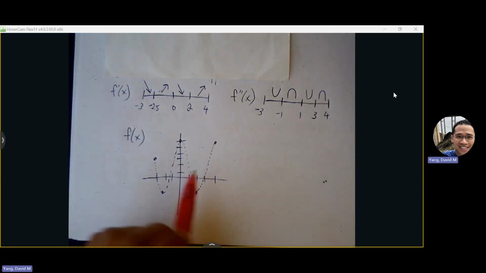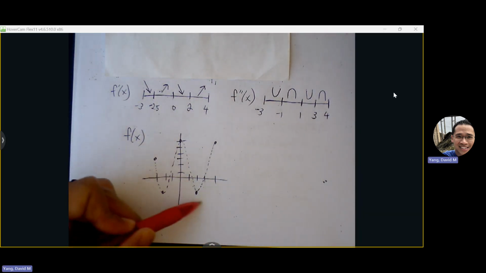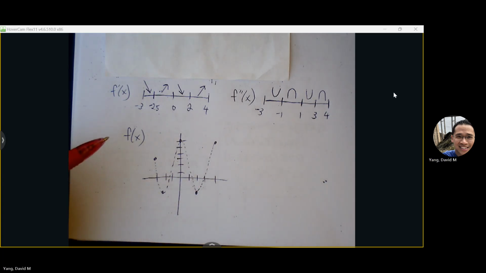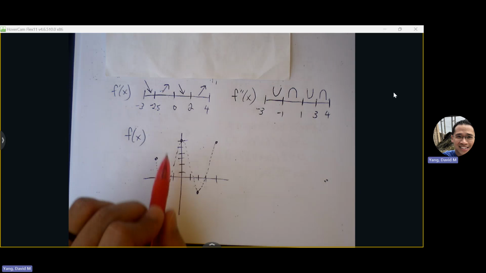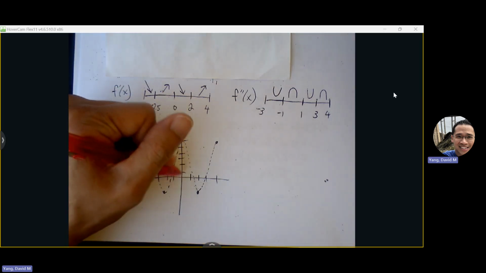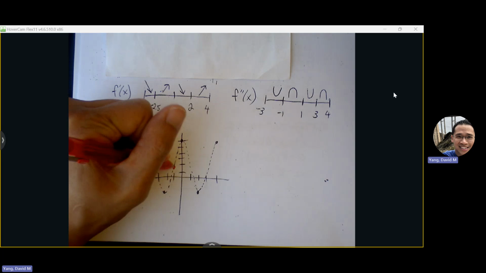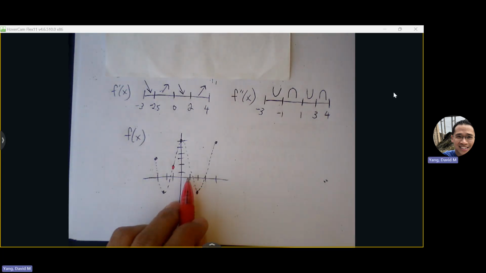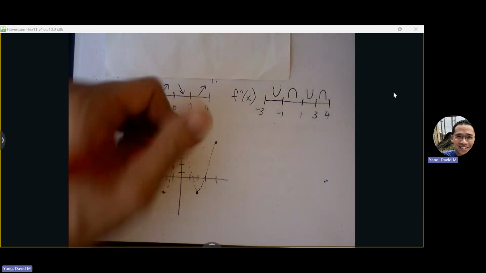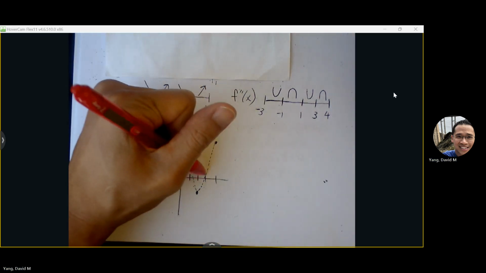So along the path of the graph, your graph may be higher or lower than mine, but we should all have a similar rise and fall of our graph. At -1, wherever your graph lands at -1, go ahead and highlight that point. So mine is somewhere up here. At +1, wherever your graph lands at x equals 1, highlight that point. And then at 3, highlight that point.